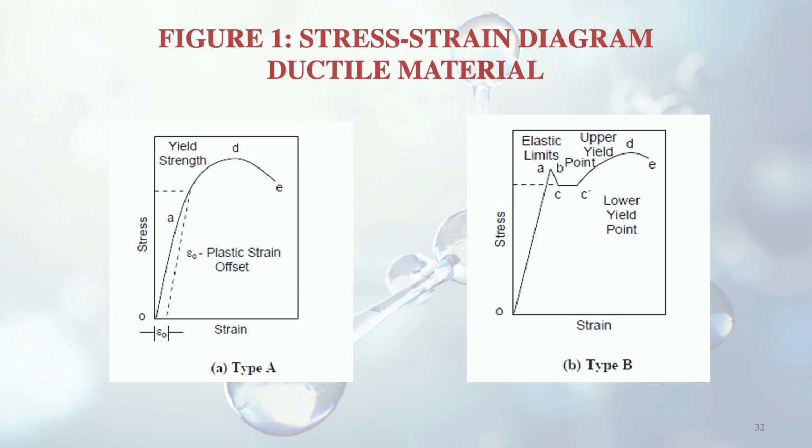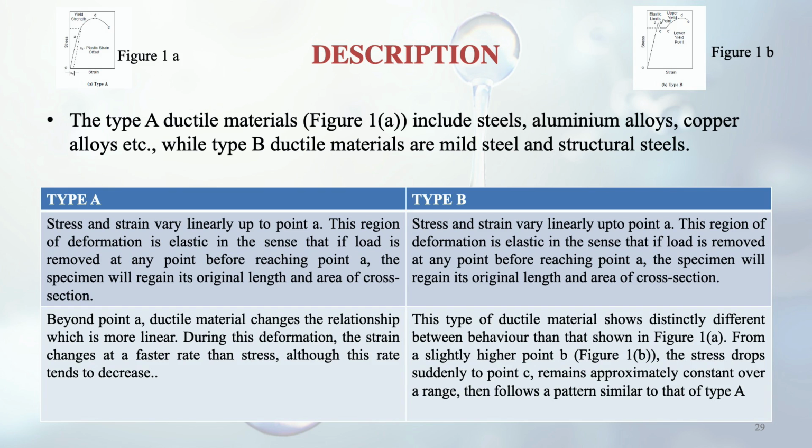Okay, so as I discussed before, the type A and the type B of ductile materials. Type A, here it is given, includes steels, aluminium alloys, copper alloys, etc. And type B are mild steel and structural steels. The details which I have explained are again given here: stress and strain vary linearly up to point A in both cases, type A as well as B.